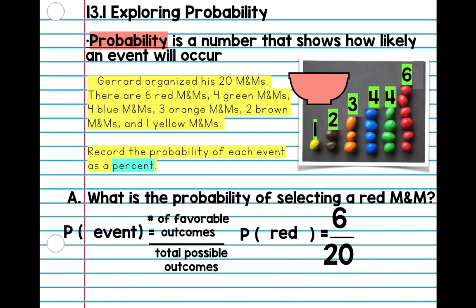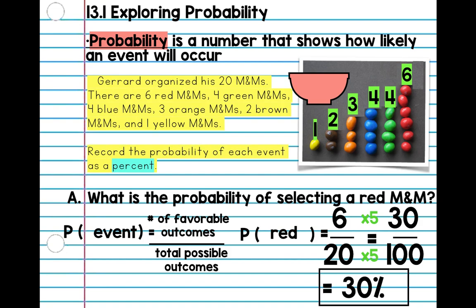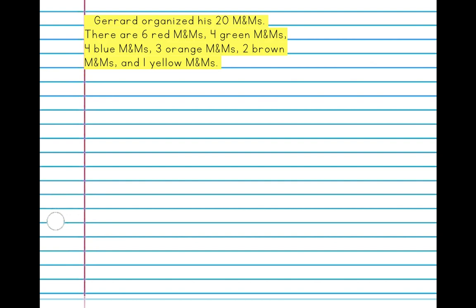But it's not finished yet. It's asking for percent. If it asks for fraction, then you can just put this. But it's asking for percent, so like we did last week, we're going to go equals blank over 100. Just like what, 20 times 5 is 100, so 6 times 5 is 30. So the probability of selecting a red is a 30% chance. If I put these all in here, I have a 30% chance of getting red. All right, so let's try one more together.